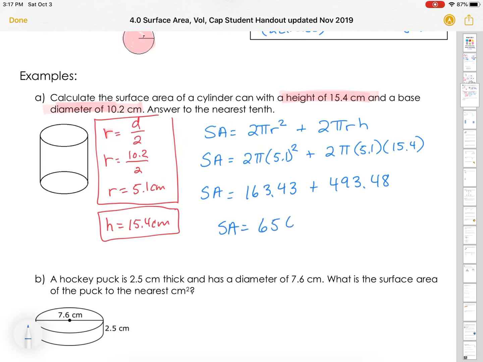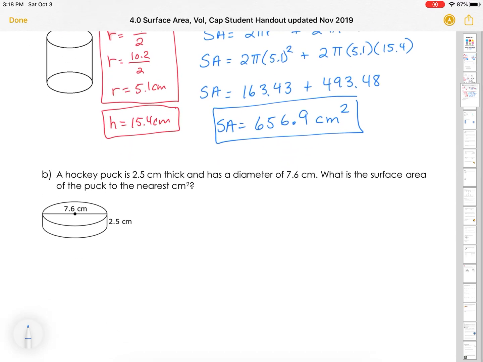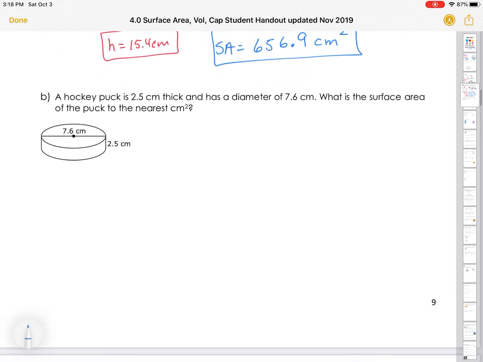and we get 656.9 centimeters. We're going to round, right? Centimeters squared. It's area, so the units are squared. Okay? So just be careful. This one gave you diameter, and you need the radius. All right, let's do another example.